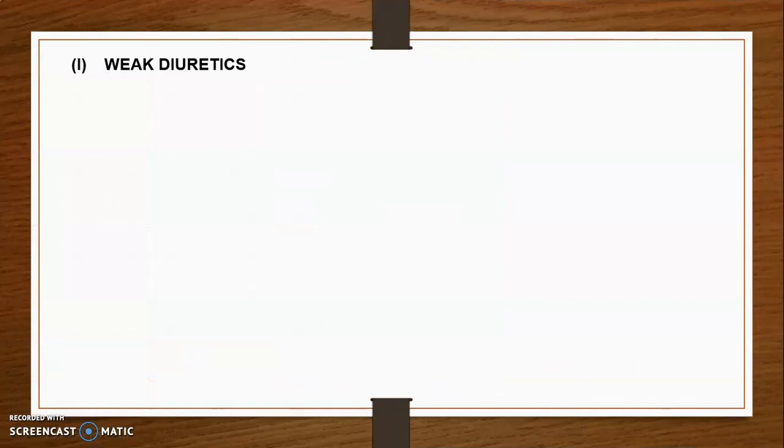Then we see the next class of diuretics, that is the weak diuretics. The first class of weak diuretics is the osmotic diuretics. Osmotic diuretics are divided again into two parts, electrolyte and non-electrolyte. First of all, we see the electrolytes.